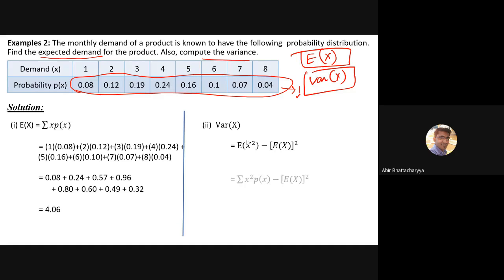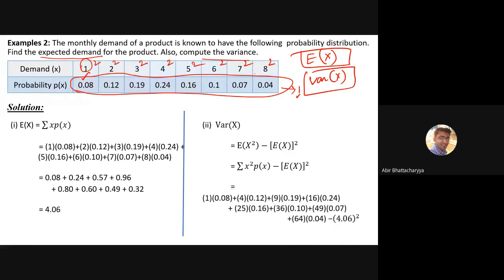Expectation of x squared means 1 times... Now, the probabilities remain the same, but for every value of x, you have to take the square: 1 squared is 1, 2 squared is 4, 3 squared, 4 squared, 5 squared, 6 squared, 7 squared, 8 squared. Multiply with the probabilities, and at last you have to subtract expectation of x whole square. Expectation of x is 4.6, so you subtract 4.6 whole square. We will get 3.24. That is the variance. So we have calculated expectation of x and variance of x from the given distribution.